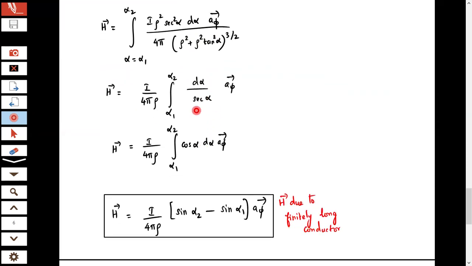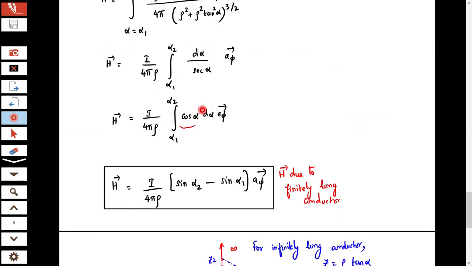Now integration will be with respect to alpha. 1 by sec can be written as cos, and integration of cos is sine. Applying the limits, lower limit is alpha 1 and upper limit is alpha 2. We get the expression for h due to a finite length of conductor, that is I by 4 pi rho, sine alpha 2 minus sine alpha 1, a phi cap.